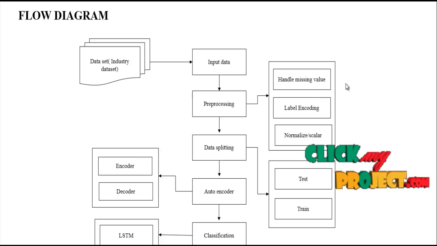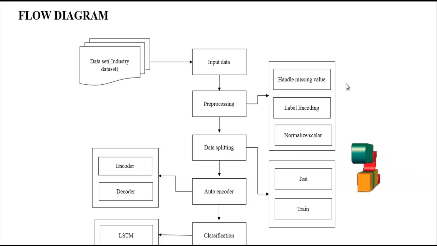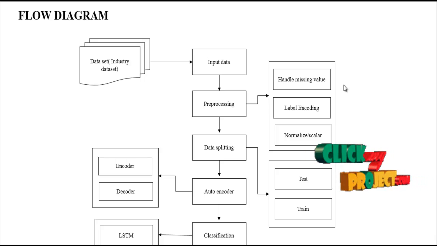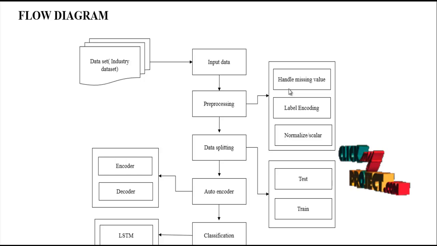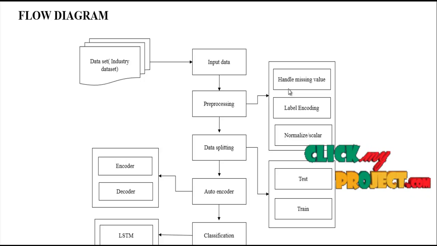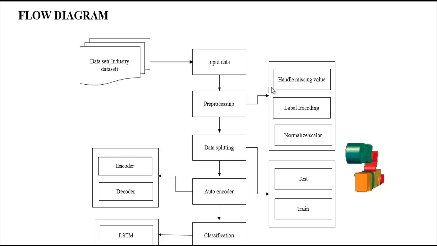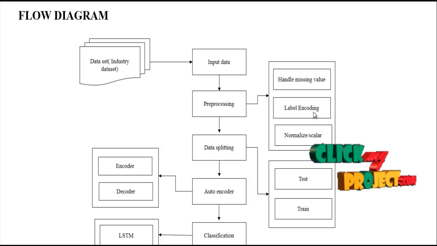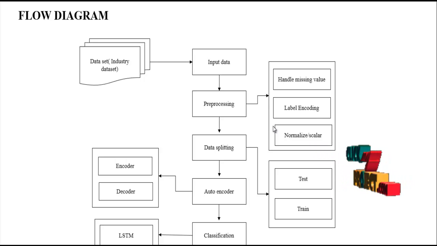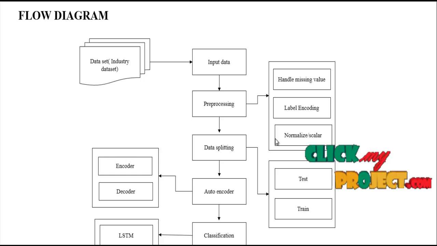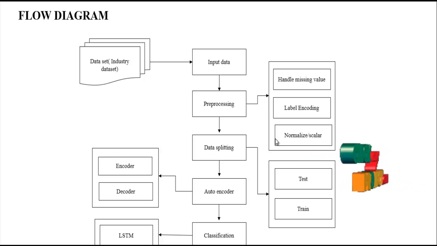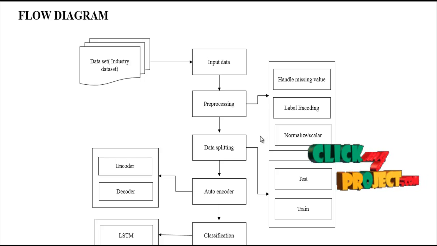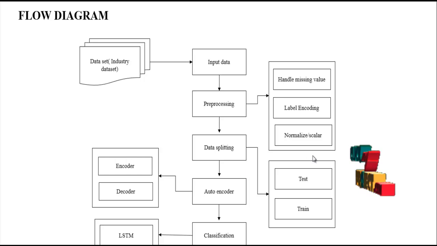Handling missing values means we have to check whether any missing values are present in our input data. We have to replace the missing values by zeros or null values. The purpose of handling missing values is to avoid wrong predictions. After that we have to apply label encoding to encode the data into labels. Finally, in this step we have to use a normalize or scaler process. Normalization uses a pre-processing library which contains the normalize function to normalize the data.